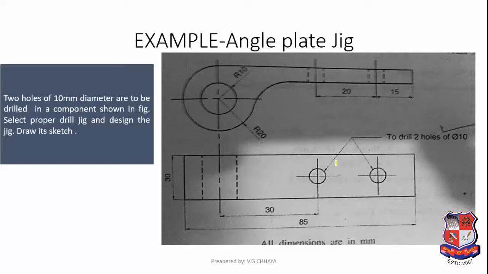So this is a 2-dimensional design of component in which we want to drill 2 holes of 10 mm diameter at center distance of 20 mm. This is a locating surface, this is a front view, and this is top view. So for this component we will design angle plate jig.